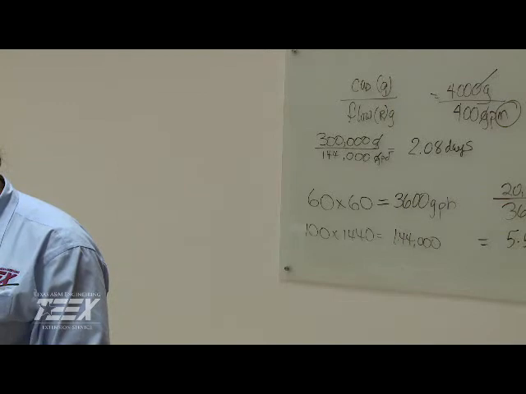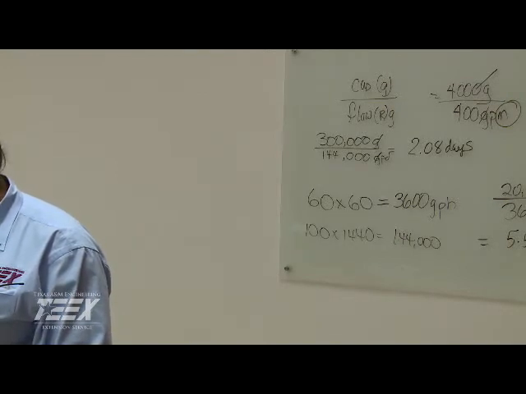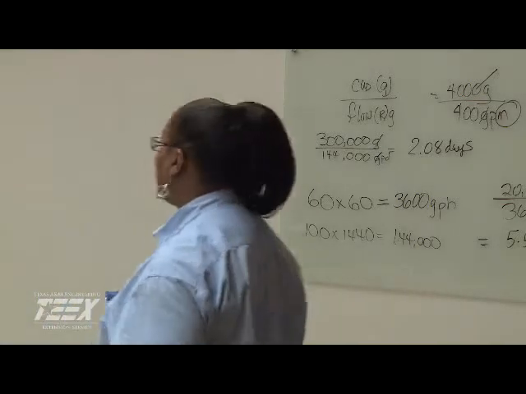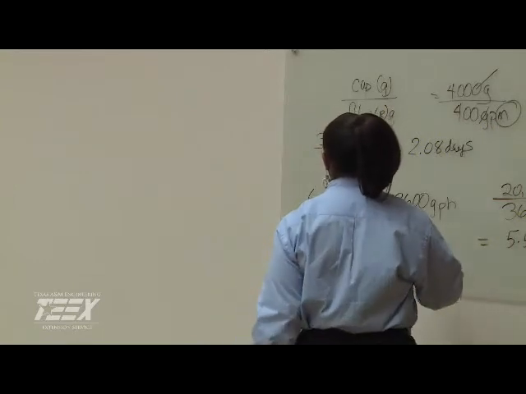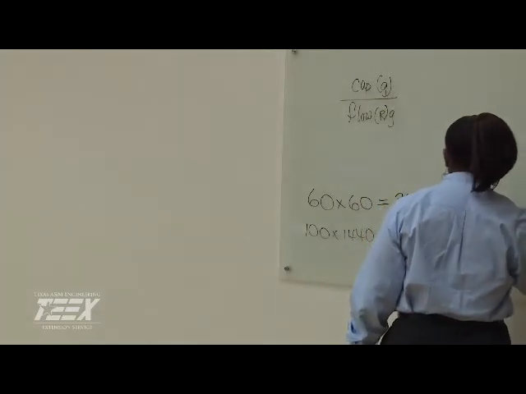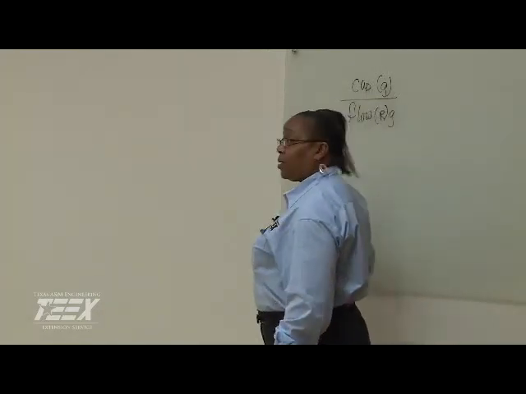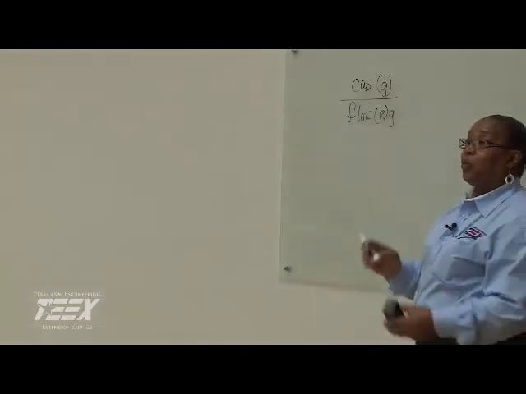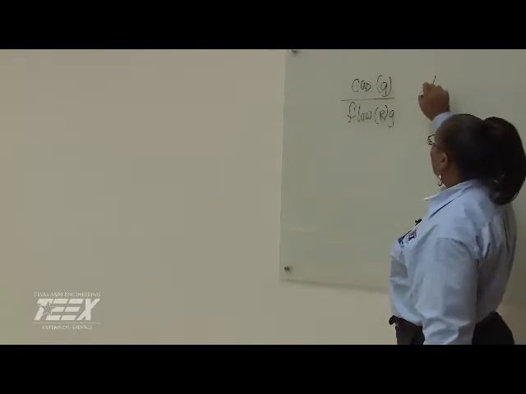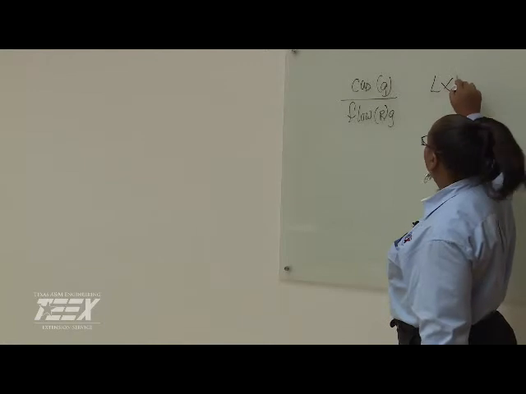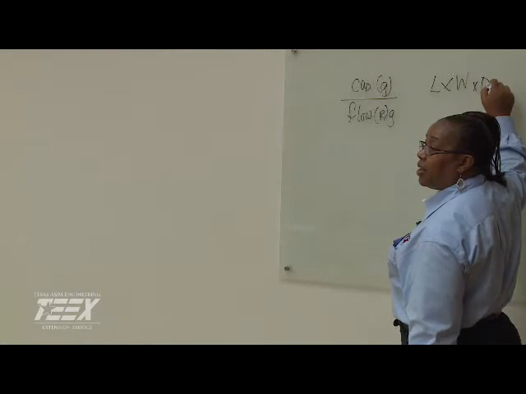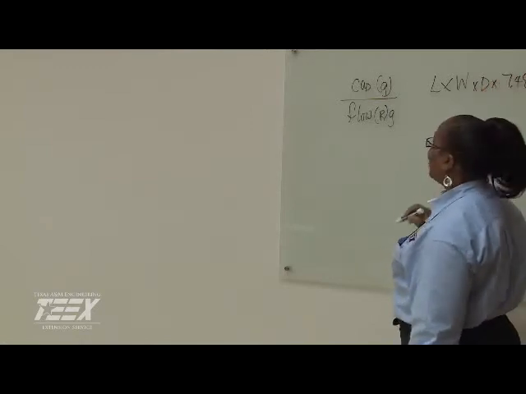Number 4, a sedimentation tank 75 feet long, 35 feet wide, 15 feet deep. What is the detention time in hours at a flow rate of 2 million gallons per day? Same concept, capacity in gallons. Do they give me the capacity in gallons? But I can get to it based on what we've learned earlier. What shape do we have? Capacity in gallons of a rectangular shape was length times width times depth times 7.48, because I need it in gallons.